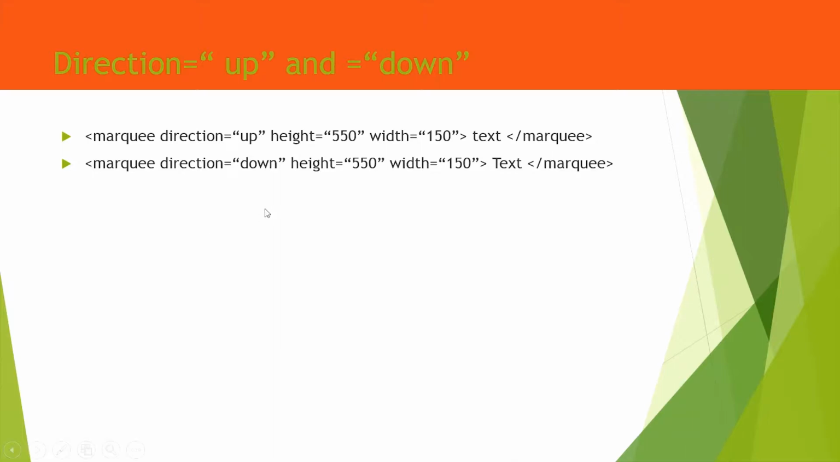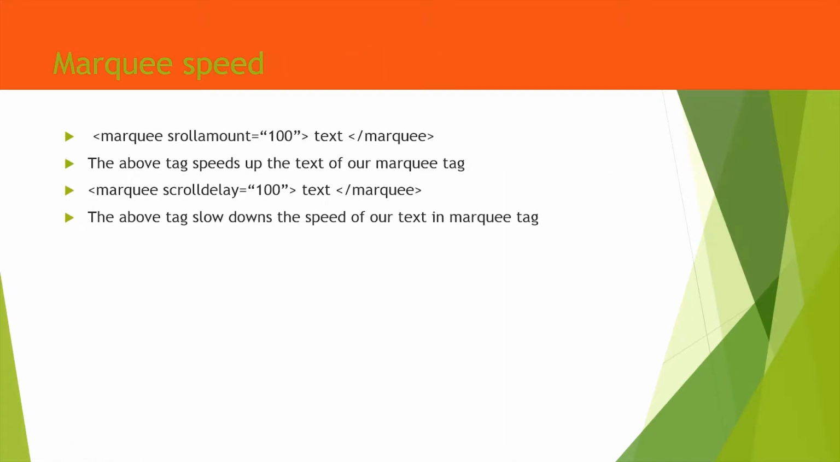The same I have typed here: Marquee direction up, and I've chosen the height 550, width equal to 150. Here I can write down my text and I have to close the Marquee tag here. And the same as we are using it for the up direction, we can use it here for the down direction as well. Marquee direction down, height 550, width 150, text Marquee. We are going to study all these things practically later.